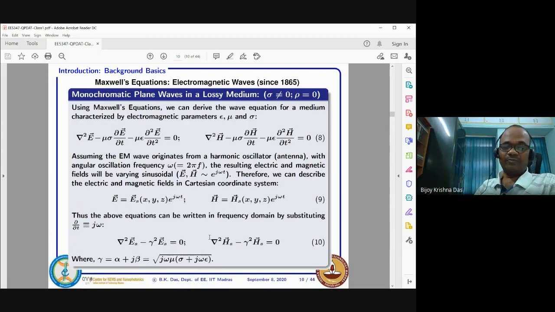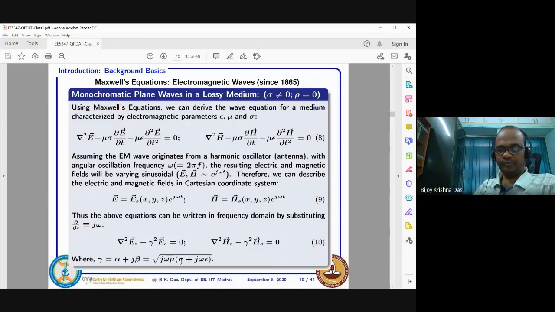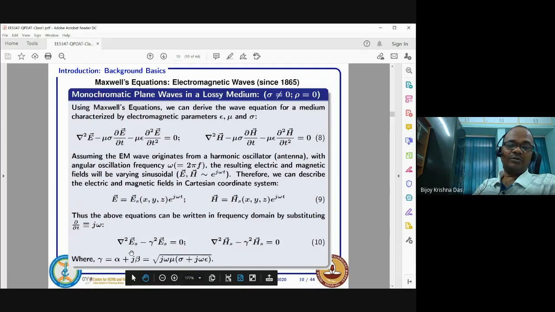So this is clear. Up to this point, we can say that from equation 10, we can solve this differential equation because gamma is known. Gamma is in terms of frequency as well as material properties, epsilon, mu, and sigma. Material properties you should consider as known to you. And once gamma is known, then it is just a differential equation.